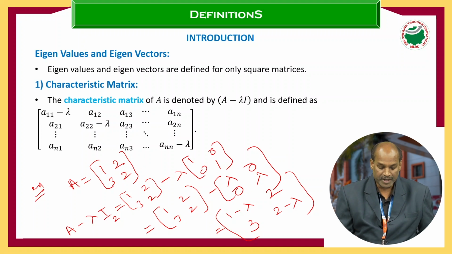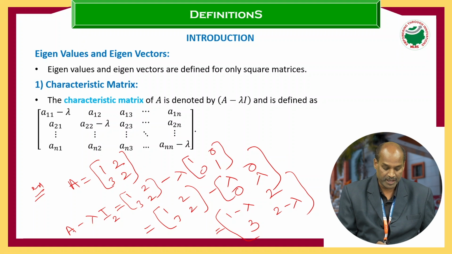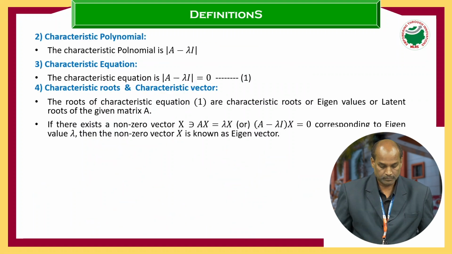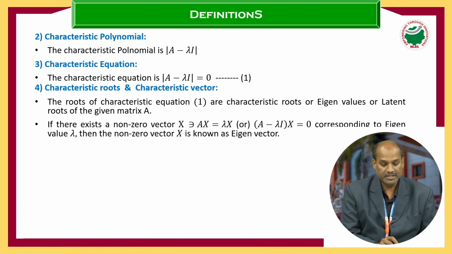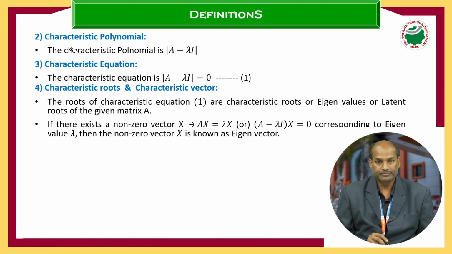Okay. So this matrix is defined as the characteristic matrix, and we denote this matrix by A minus lambda I. Next, the second definition is the characteristic polynomial.